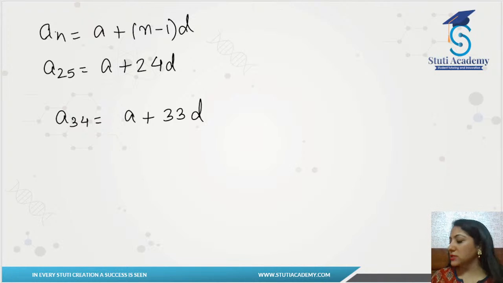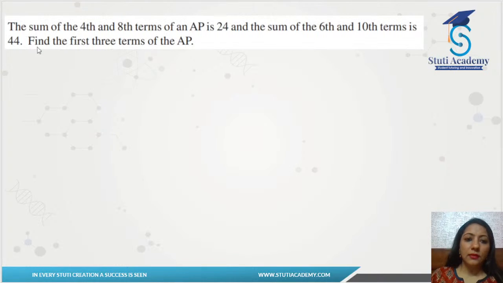Now coming to the next question here. The sum of the 4th and 8th terms of an AP is 24 and the sum of the 6th and 10th terms is 44. Find the first three terms. If you have your textbooks with you, it is given in the textbook as well, on page number 107, question number 70.